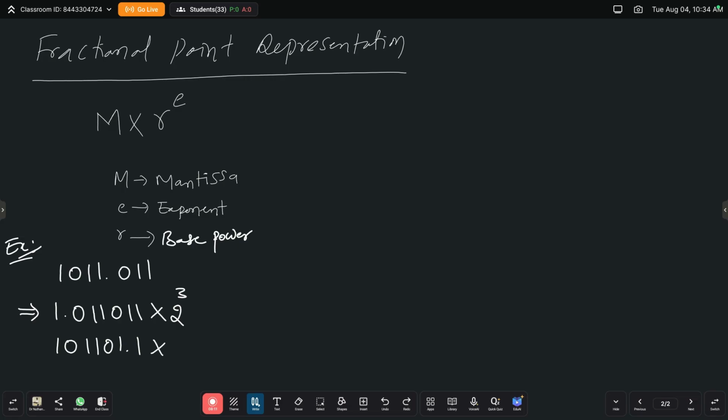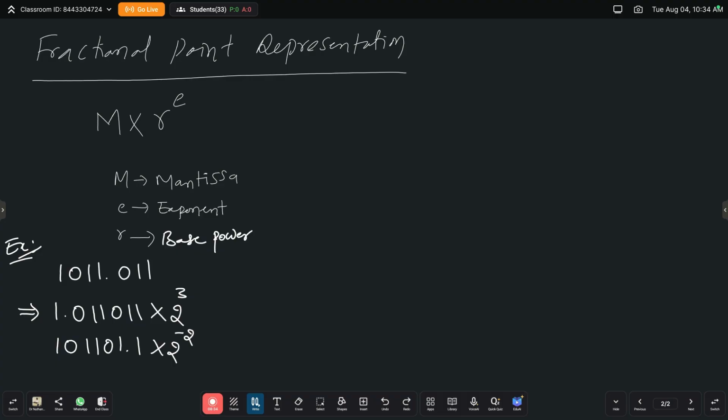For example, 1011.1. How to write? 2 power minus. Correct? Is it right? So this is the representation of floating point. Are you following? Okay. Then if you do like this, there is a problem again.